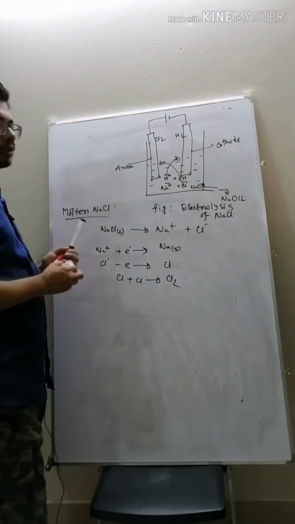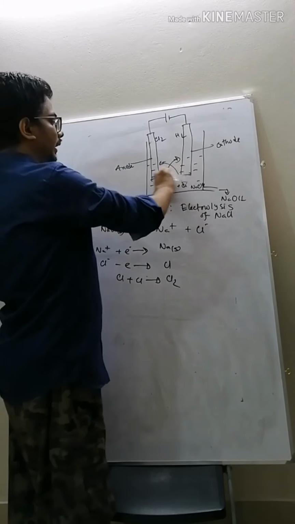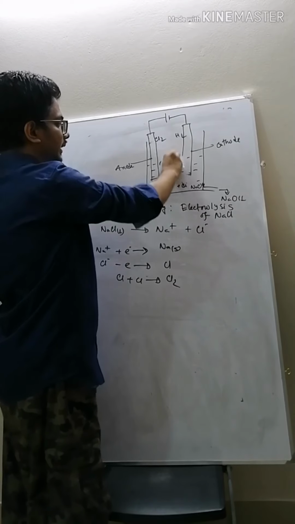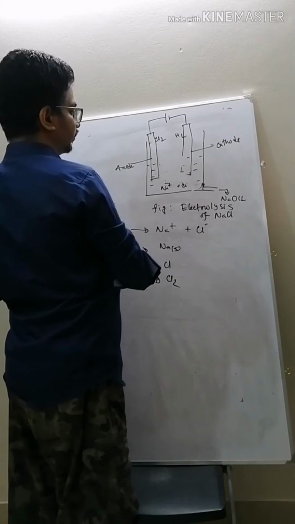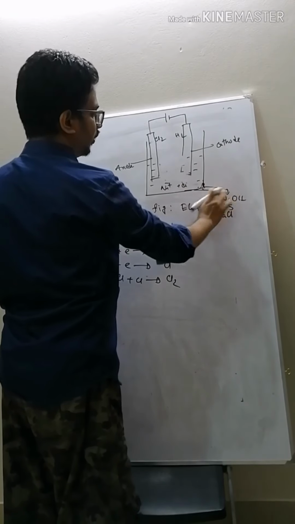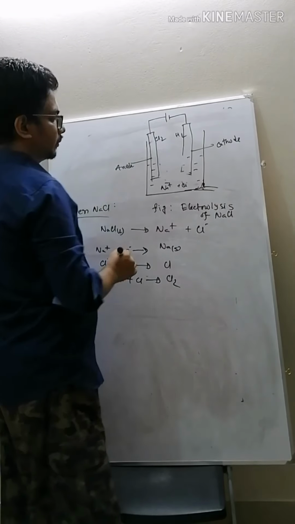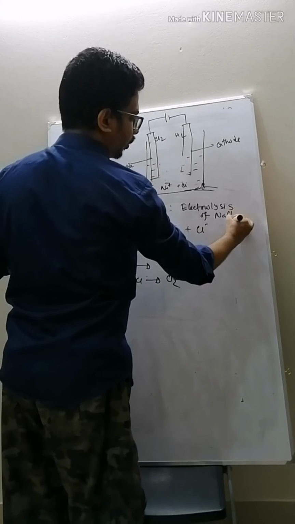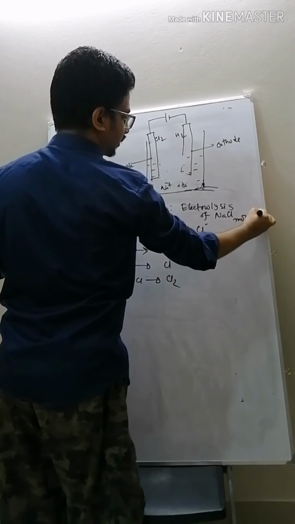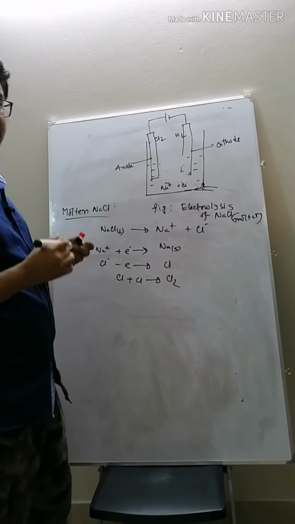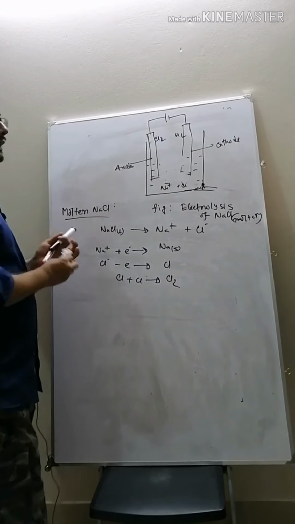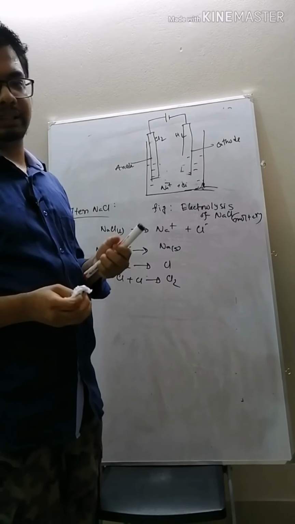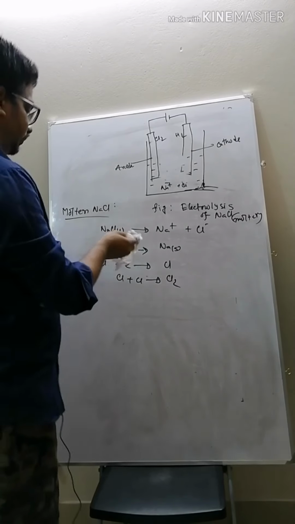If we want to draw the picture, here only erase the water molecule and then we'll get the picture of molten sodium chloride, electrolysis of sodium chloride molten. Okay, then we talk about the galvanic cell.